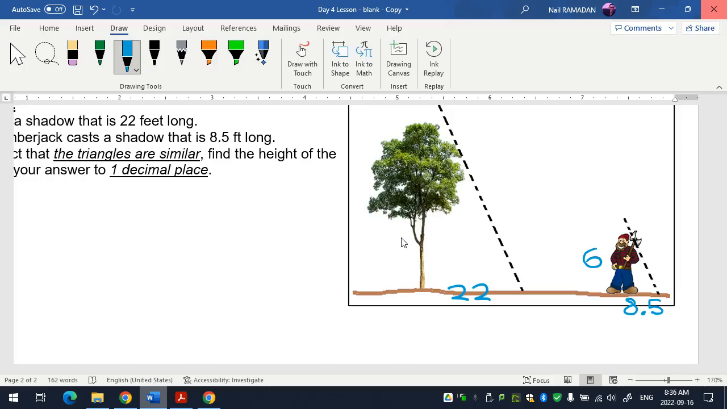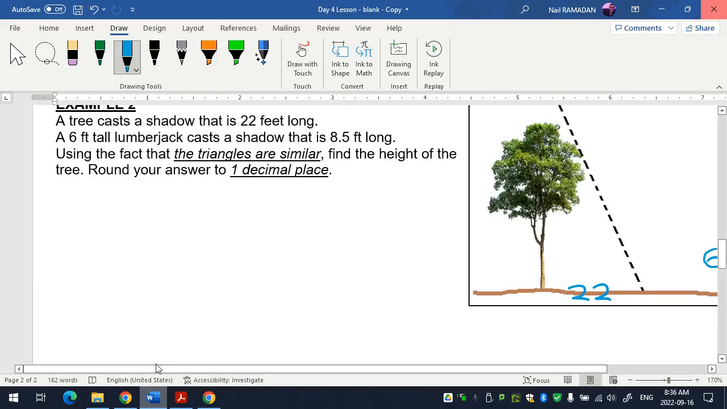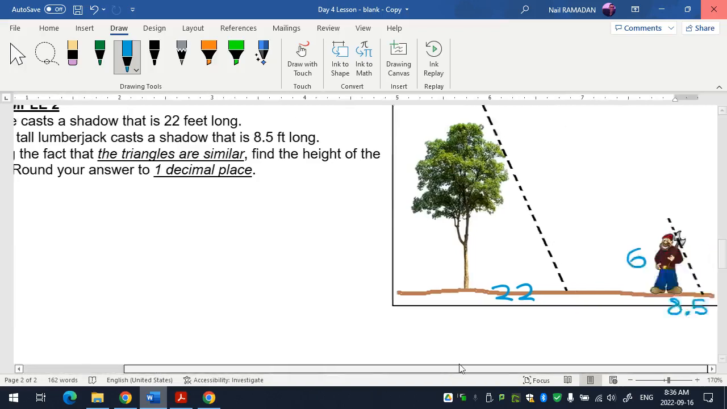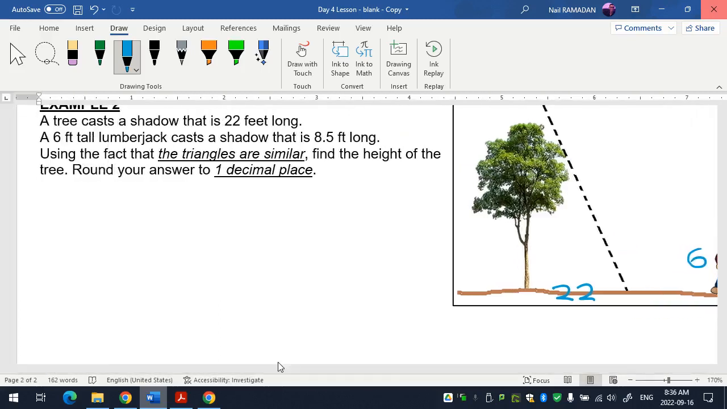What's the question asking? The question asks, using the fact that the triangles are similar. I know you're wondering where the triangles are. Well, the triangles are right here, this one and this one. Using the fact that the triangles are similar, find the height of the tree. Round your answer to 1 decimal place.